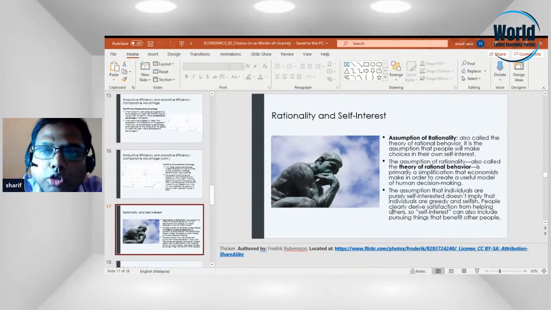Assumption of rationality, also called the theory of rational behavior. It is the assumption that people will make choices in their own self-interest. The assumption of rationality is a preliminary simplification that economists make in order to create a useful model of human decision making. The assumption that individuals are purely self-interested does not imply that individuals are greedy and selfish. People clearly desire satisfaction from helping others, so self-interest can also include pursuing things that benefit other people.